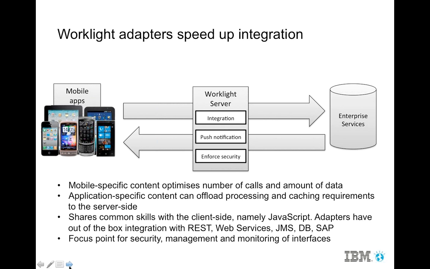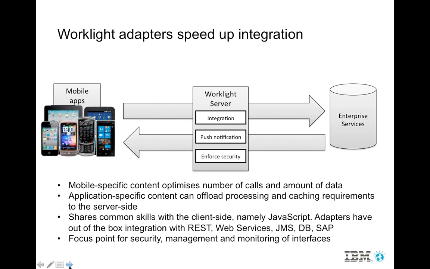So we can do our application-specific content through there. We can offload processing if we need to, and caching at the Worklight Server. And then there's the push notifications as well, so we've got engagement through that channel too. So if there's some event driven in the enterprise, we can go and communicate that out to our end users, again, regardless of the technology they're using.